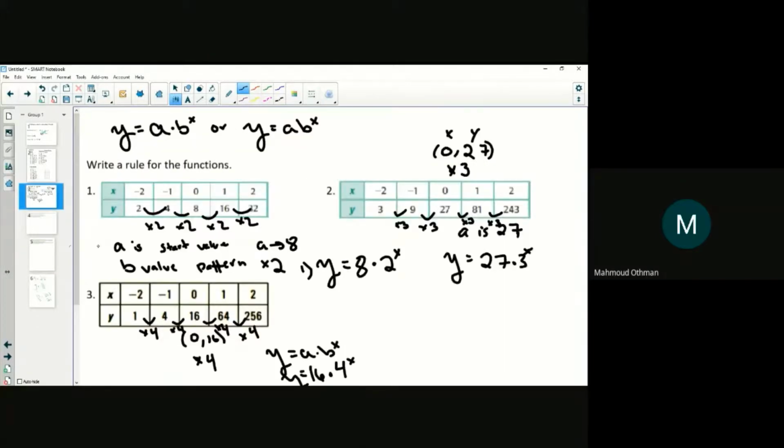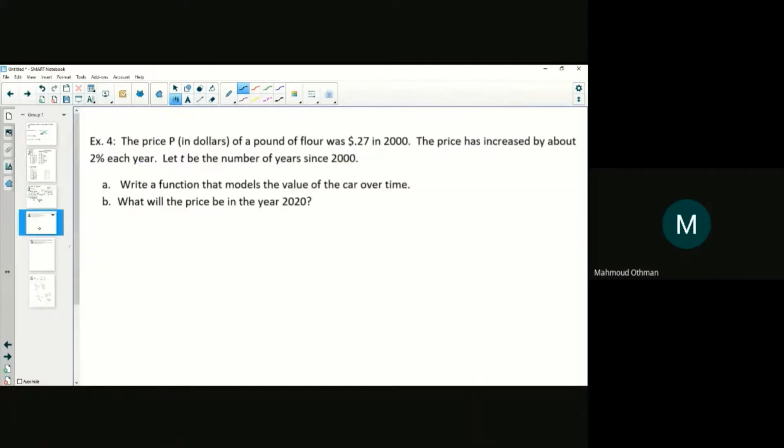Now let's practice some word problems. Example 4. The price in dollars of a pound of flour was 27 cents in the year 2000. The price has increased by about 2% each year. Let T be the number of years since 2000. So the first question is, write a function that models the value of the car over time. The second question is, what will the price be in the year 2020? Hey, that's this year.